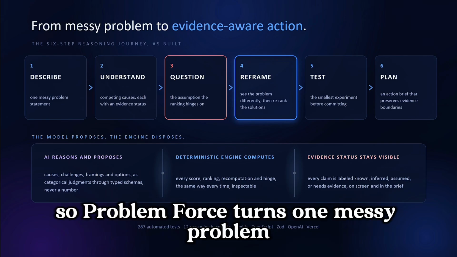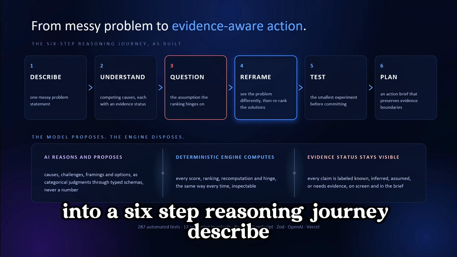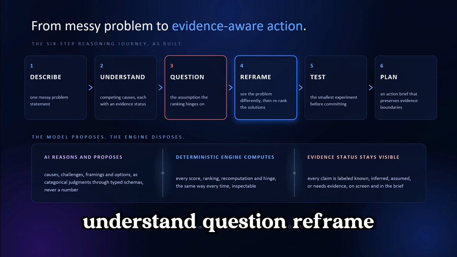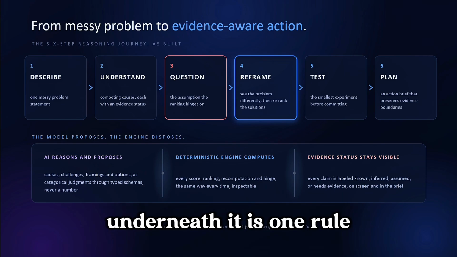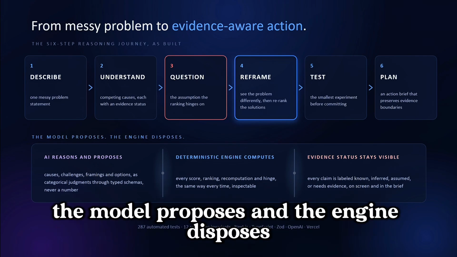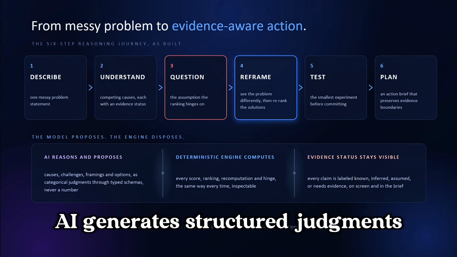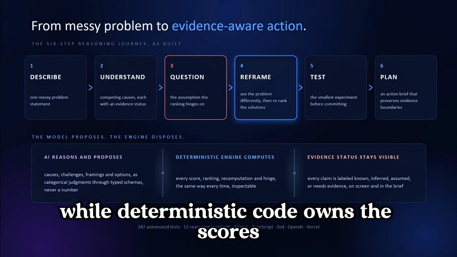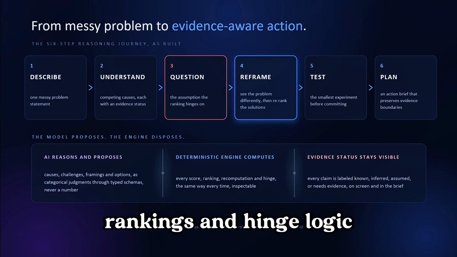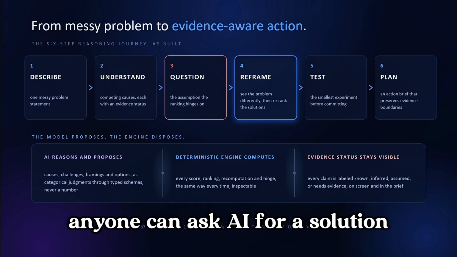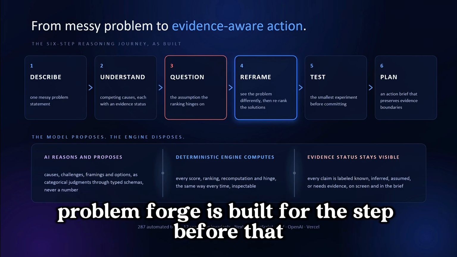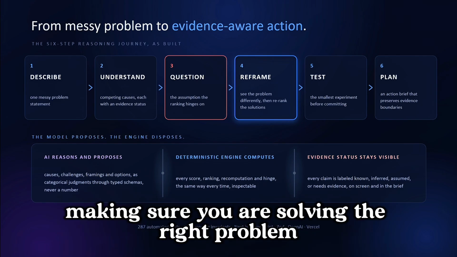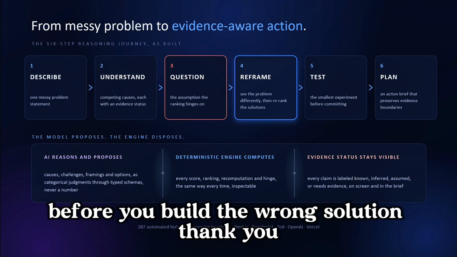So Problem Forge turns one messy problem into a 6-step reasoning journey. Describe, understand, question, reframe, test, and plan. Underneath it is one rule. The model proposes, and the engine disposes. AI generates structured judgments, while deterministic code owns the scores, rankings, and hinge logic. Anyone can ask AI for a solution. Problem Forge is built for the step before that, making sure you are solving the right problem before you build the wrong solution.